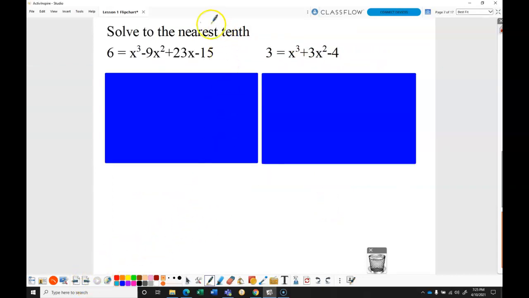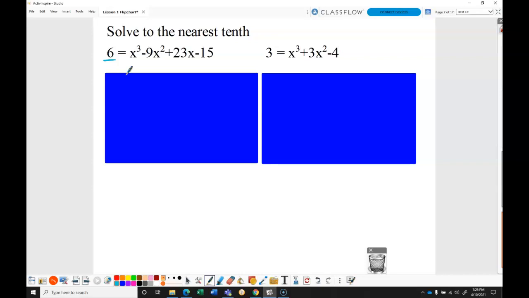All right, so the next one, it says solve to the nearest tenth, but this time it doesn't say find the zeros. It set my polynomial equal to a number. You have 2 choices in this case. You could actually get this equation to be equal to 0, so subtract 6 from both sides.